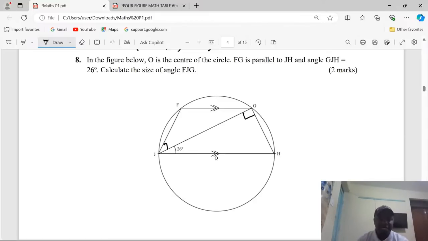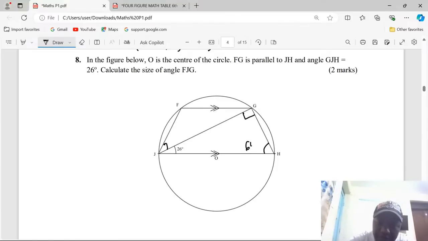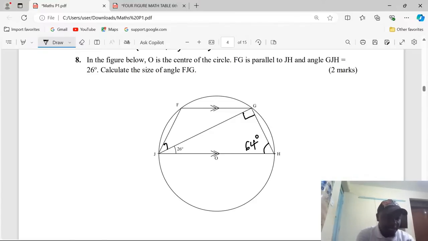Something else that we are supposed to know is that now that we have 90, and for the triangle JGH we have again 26, then the angle at H can also be obtained. So we need 180, and we subtract 90 and 26. This will give us exactly 64. So this is going to be 64 degrees. We are still solving it.